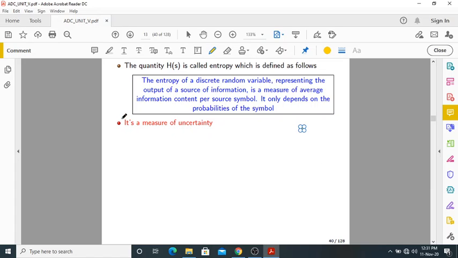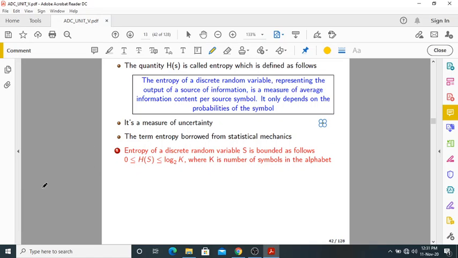Now please write this. Entropy is a measure of uncertainty. It measures how much uncertainty there is, or the amount of ambiguity. Uncertainty means not certainty, not certain. We are not sure. Now, we have borrowed the term entropy from statistical mechanics.